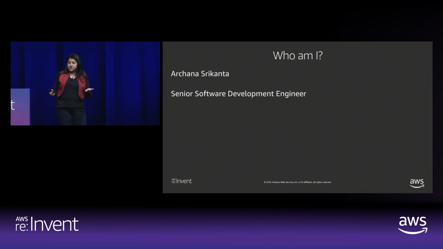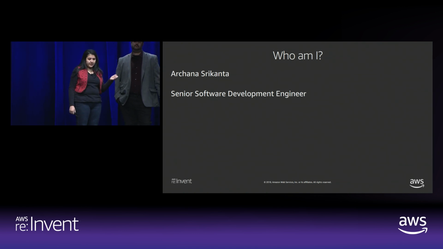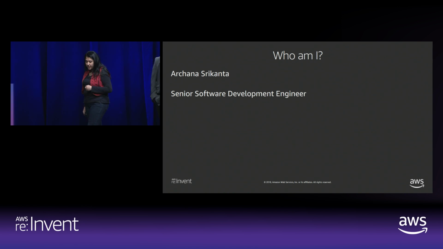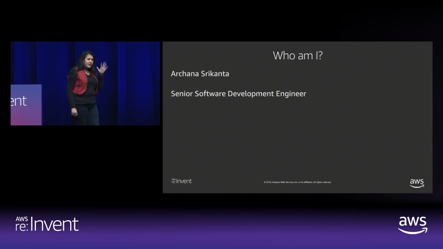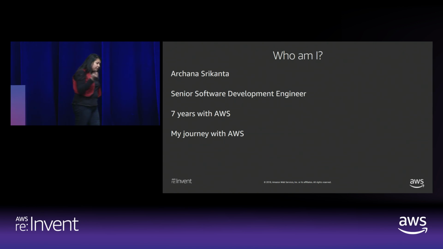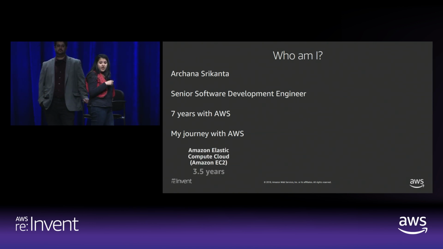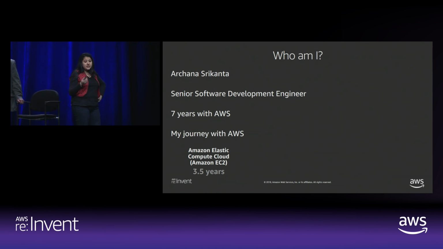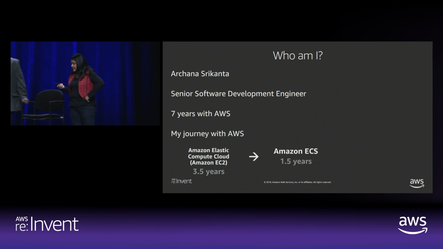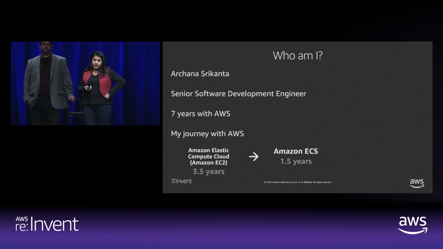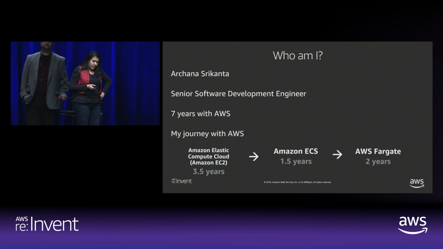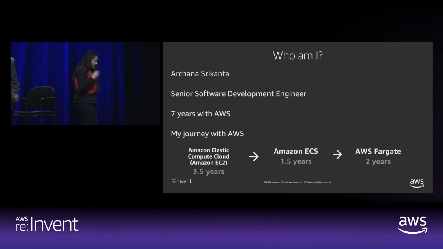My name is Archana Shrikanta, and I am a senior software developer and the engineering lead for AWS Fargate. And then I thought I'd tell you a little bit about my journey with AWS. I've been with AWS for about 7 years. I started out on the EC2 team, and then I transitioned to the Elastic Container Services team. And about 2 years ago, I moved to seed and become the founding engineer on the Fargate team.